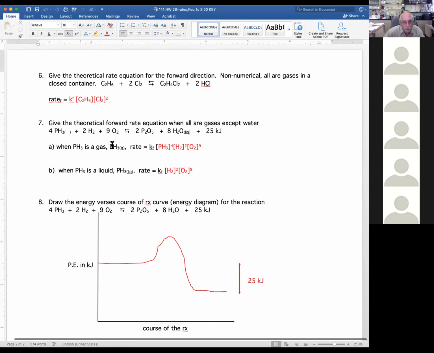And when it's a liquid, and we leave out pure liquids and pure solids, then we would leave this out. The idea is that you've got this liquid with a whole bunch of phosphorus trihydride, and above that liquid is some hydrogen and some oxygen. But the reaction is actually taking place in the gaseous phase. So this is in big excess and it's a pure liquid, so the rate isn't dependent on it.